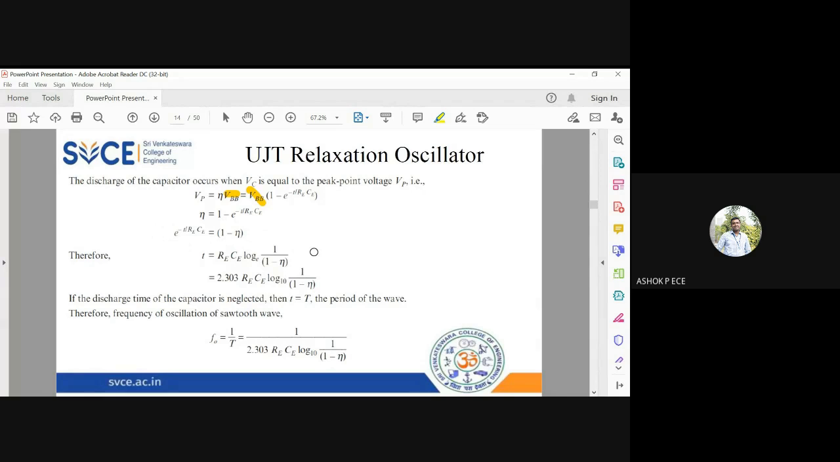Generally in calculators, you will have log and ln. Log is to the base 10, and ln means natural logarithm, that is, log to the base e. Whenever you have an exponential and want to eliminate it, you have to take natural logarithm. So if you take natural logarithm on both sides, you will get t equal to Re Ce ln 1 by (1 minus eta). If you convert ln into log, you have to multiply by 2.303.